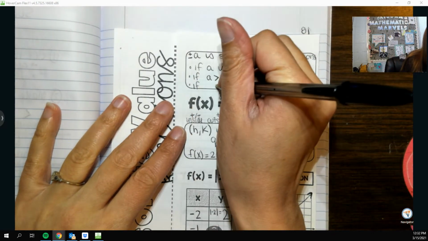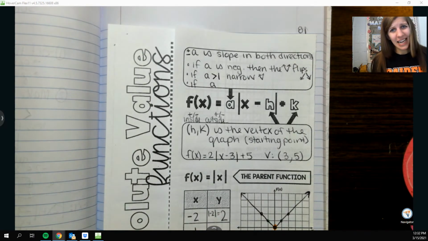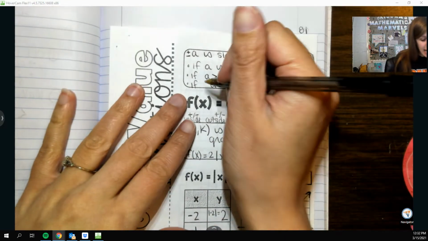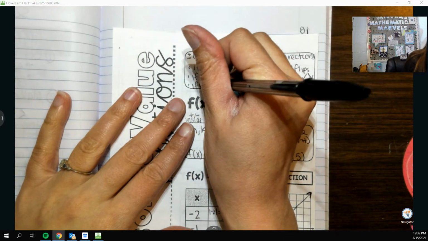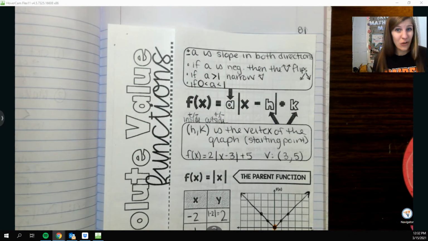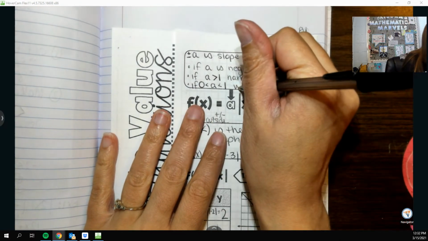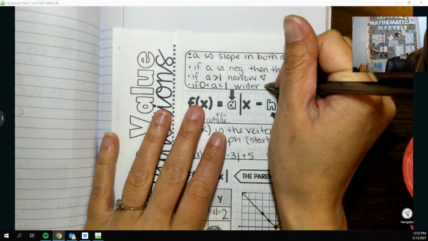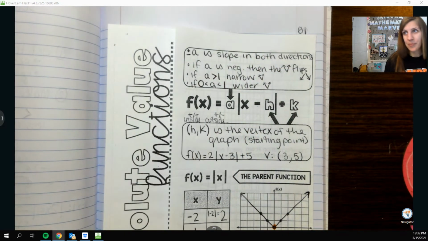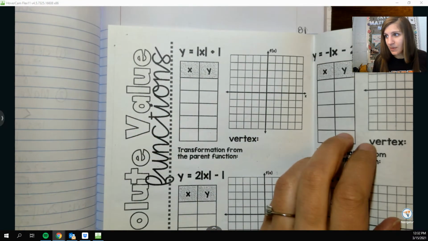And then if A is not bigger than 1, but it has a fractional slope, so between 0 and 1, like a half or a third or 3/4 or 2/5, anything smaller than 1 but bigger than 0, it really doesn't have to do with the negative. It's a fractional slope, then we're going slower, and so we get a wide graph or a wider V. Okay. Alrighty, so on the inside here, let's try a few now.